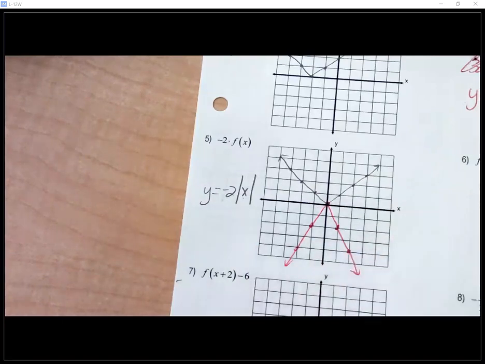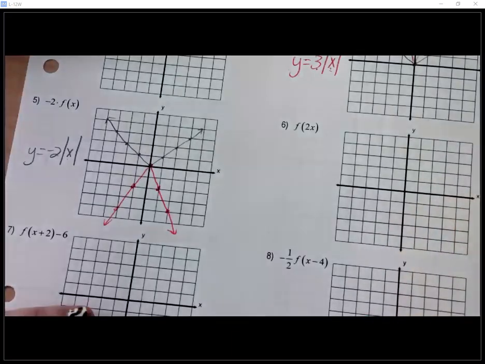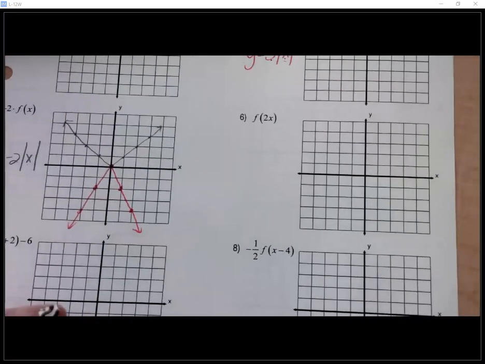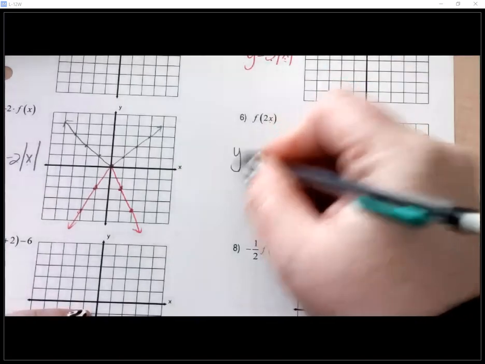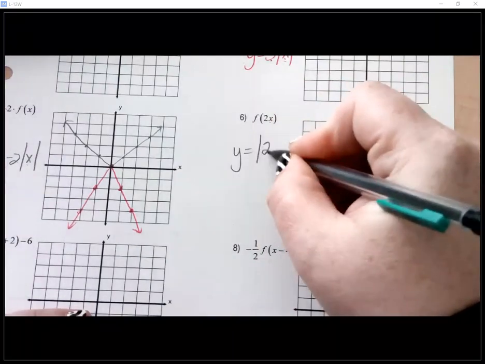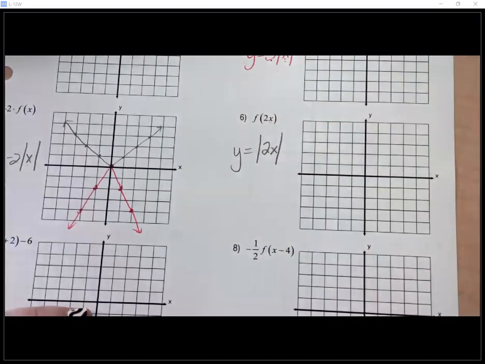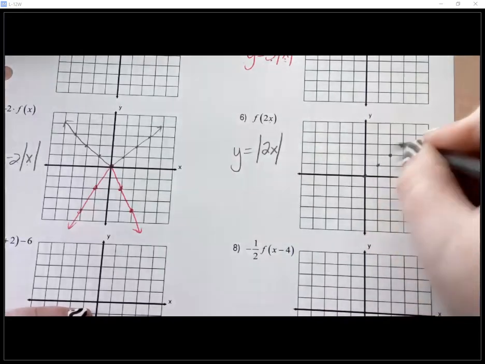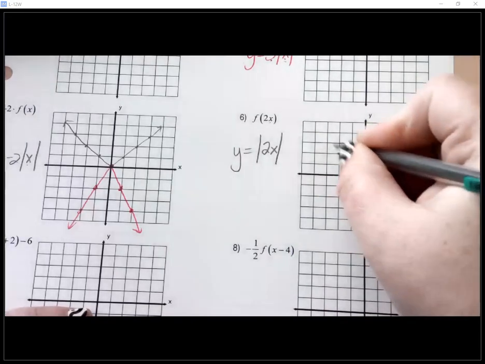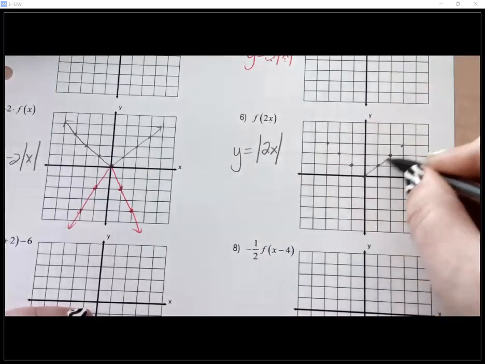Okay, now we're getting into the weird stuff. That's happening with the x. So this is what the function looks like: y equals the absolute value of 2x. It's inside there with the x. I'm going to draw the parent function because I think it's helpful. You don't have to have it, but I think it's very useful to see it on there.